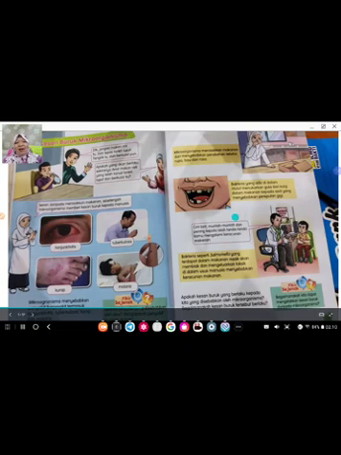Next, this boy is meeting the doctor. Seeing a doctor. Why? Because he is having a diarrhea. Cirit-birit, we call it diarrhea. Muntah-muntah, we call it vomit. And headache, pening kepala, are the symptoms that you are having a food poisoning.